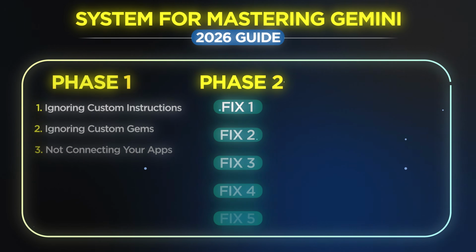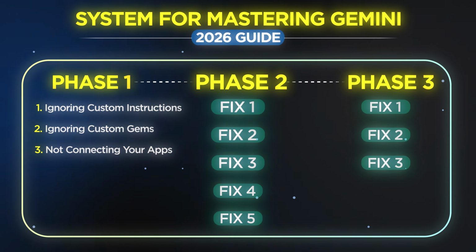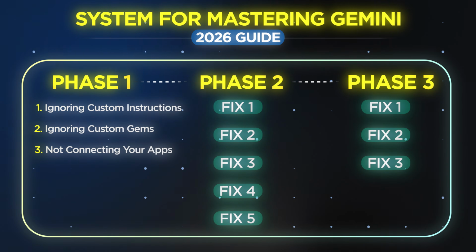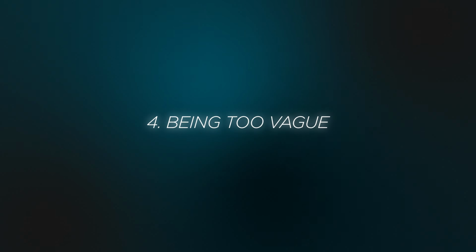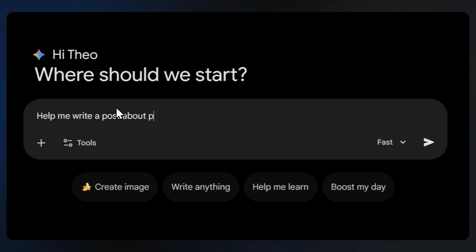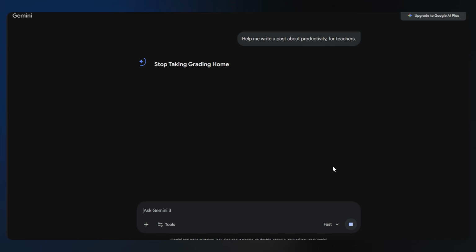Now, here is where it gets interesting. Phase 2 is where your prompts either make Gemini brilliant or useless. Now let's look at your prompts. I'm pretty sure you are being too vague. If you type a short prompt like "help me write a post about this," you are forcing Gemini to guess your intent, and it usually guesses wrong.